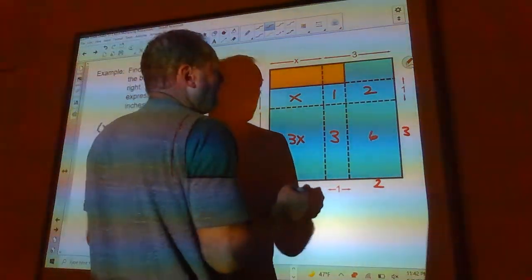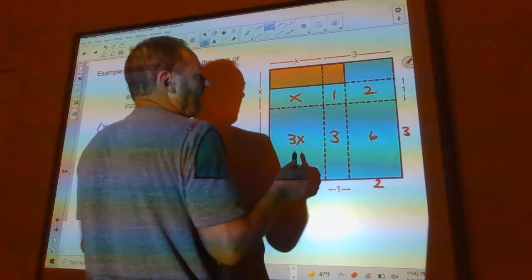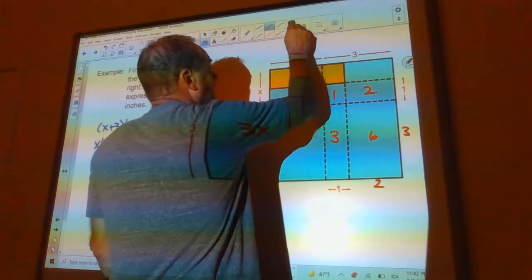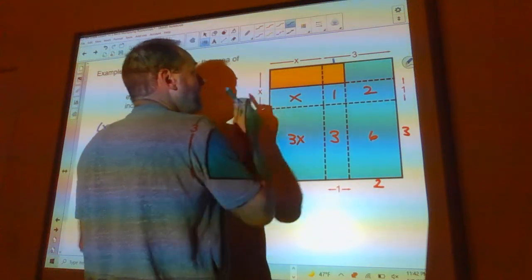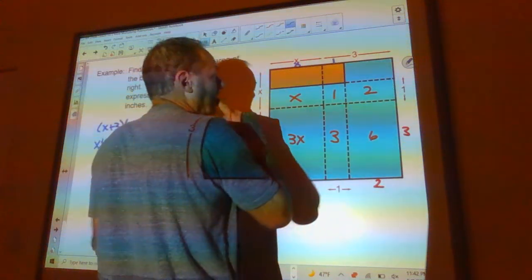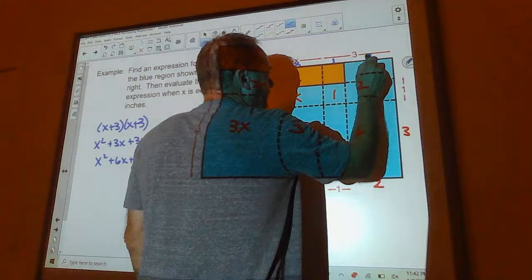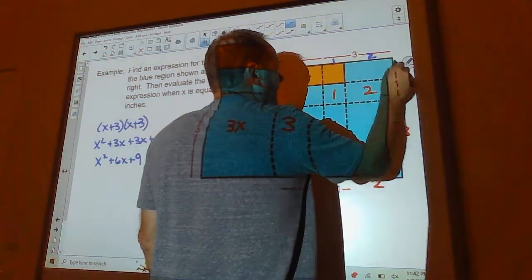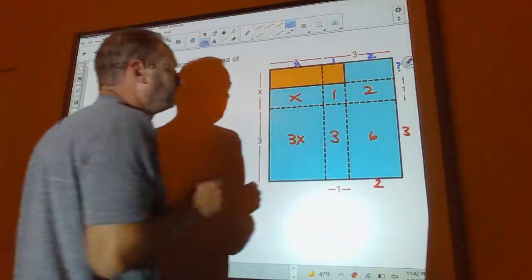Okay. Now, I know this is 1 right here, and I know this is x right here, but I don't know for sure what that is. Oh, I'm sorry, I do know what that is. That's 2. I don't know what this is for sure.